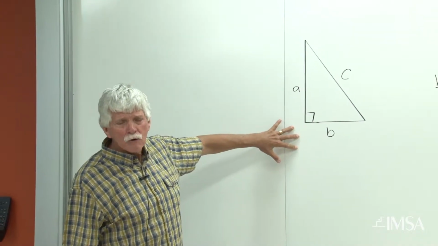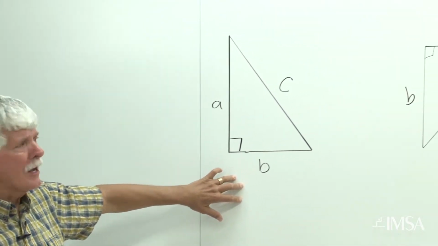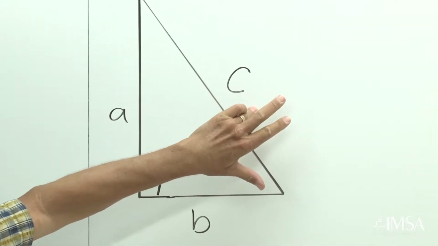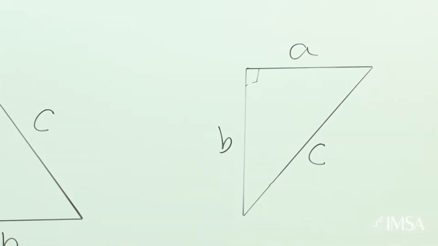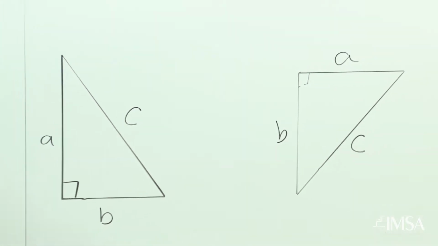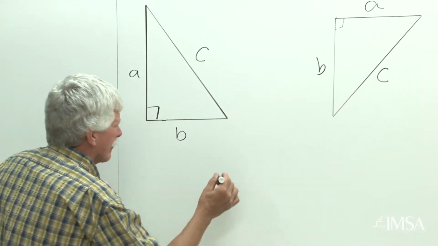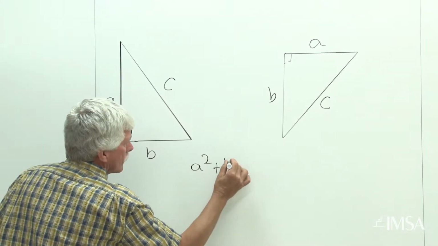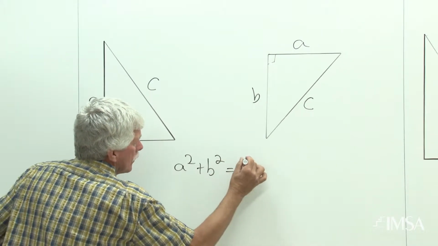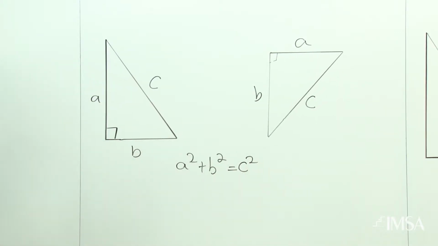The legs of the right triangle are A and B. The hypotenuse, the long side, is identified as C. This symbol, of course, identifies these triangles as right triangles. And as Pythagoras discovered, or borrowed, he found that if we square one of the legs, square the other leg, their sum is equal to the square of the hypotenuse.